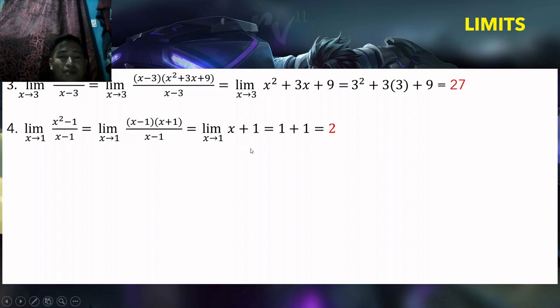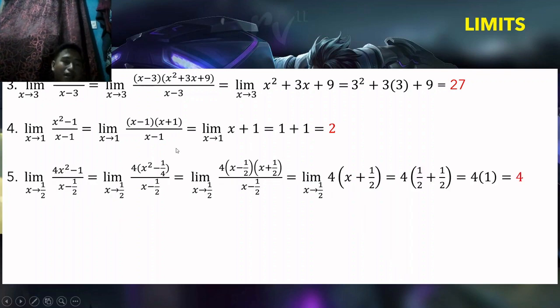Mas dali siya, class, kaysa magsige og table. Okay, now next. Number 5. The limit of 4x squared minus 1 over x minus 1/2, as x approaches 1/2.